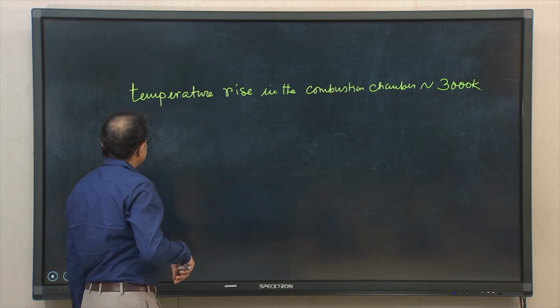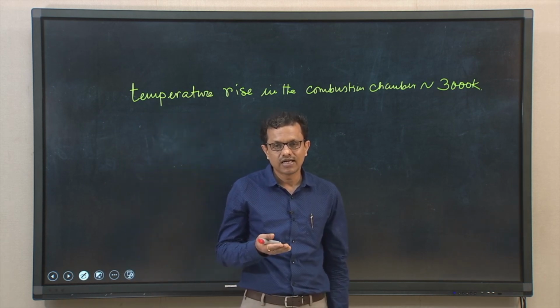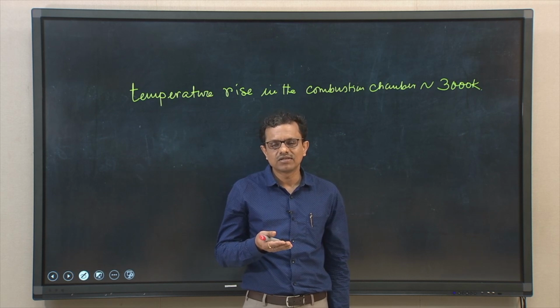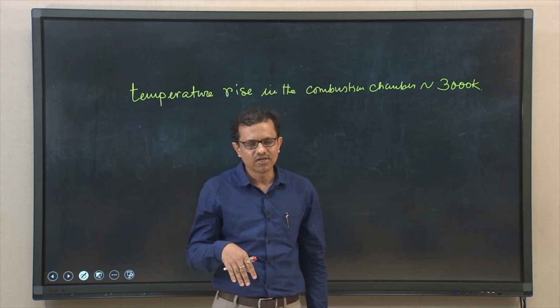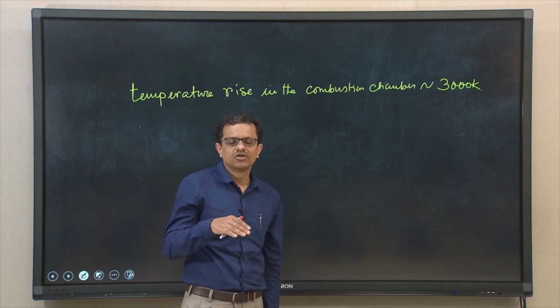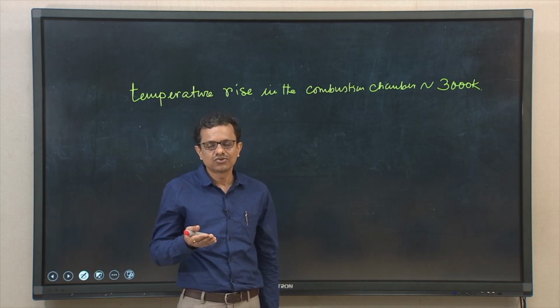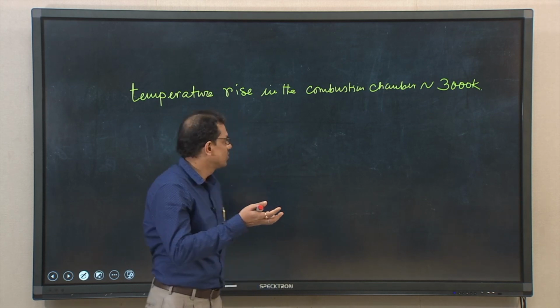Now, the question is, we have to remove heat that is available in the combustion chamber. We can remove heat through certain surfaces. What are those surfaces through which we can really remove a certain amount of heat?